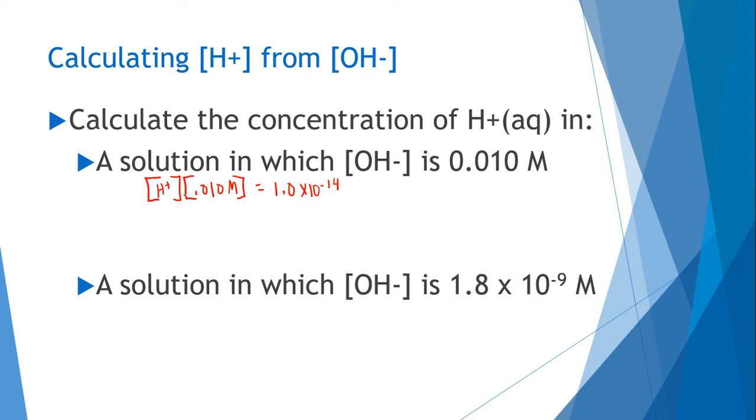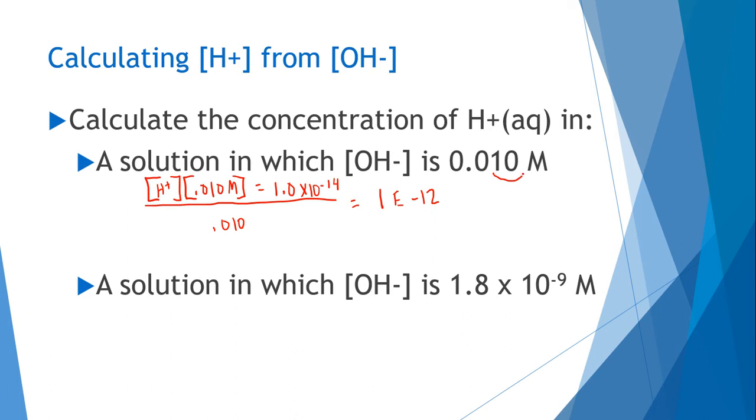Then it's just a matter of trying to get H by itself. Well, you can do that by dividing by 0.010, because I'm multiplying here, so to undo it, it's division. When you do that, make sure you put it in your calculator using your parentheses, and you're going to get 1 times 10 to the -12. Your calculator might write it as 1e -12, and all that's saying is 1 times 10 to the -12.